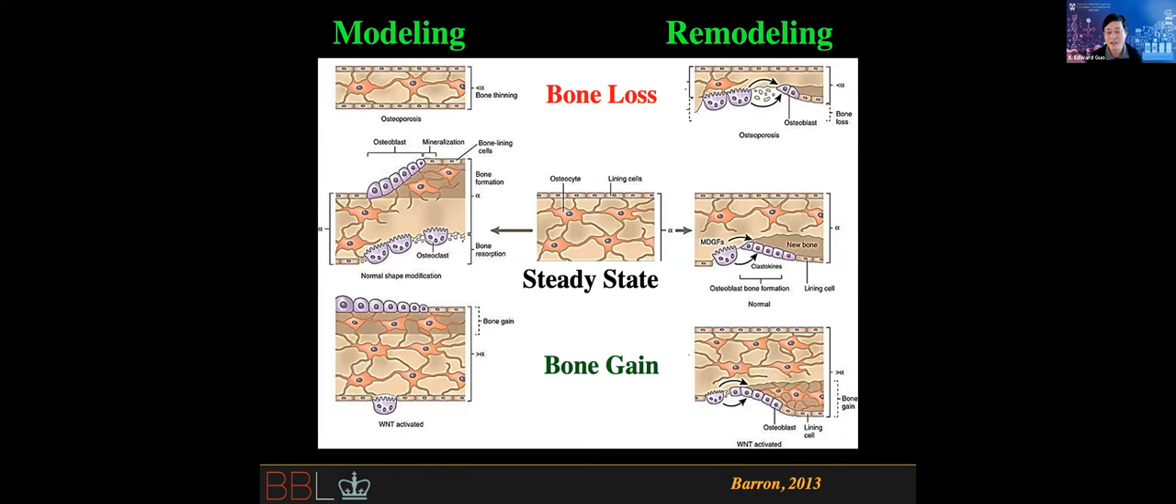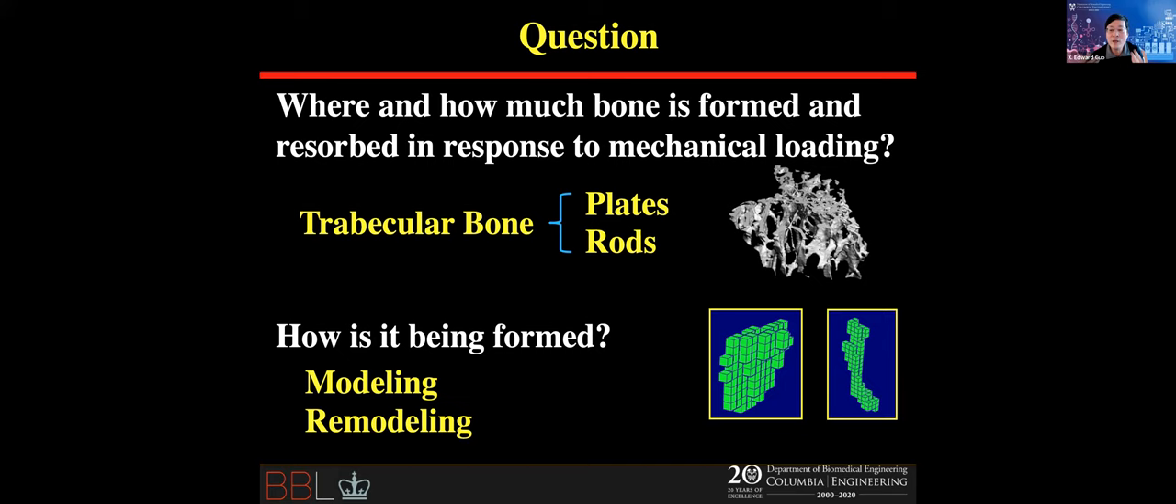Both mechanisms can lead to bone loss, by modeling and by remodeling. And both mechanisms can also lead to bone gain. If you have catabolic modeling, you have a lot of bone loss. If you're remodeling and making less bone than what you resorb, you have bone loss as well. But that's a very important thing here, so we want to determine these questions.